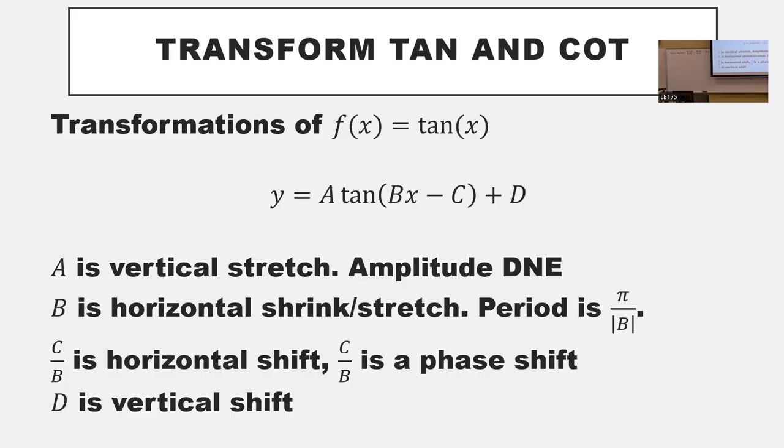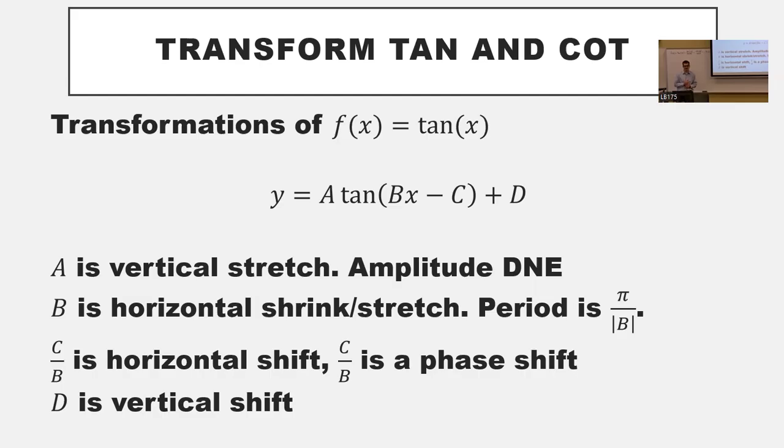I'm just going to do the tangent one right now. But you could have also done the exact same thing with cotangent. Okay. If I multiply outside by capital A, and then take tangent of b times x minus c, and then plus d, just like we had with cosine and sine, A is a vertical stretch. Because we go from negative infinity to positive infinity, there's no amplitude here, or amplitude does not exist, because we go up forever, down forever.